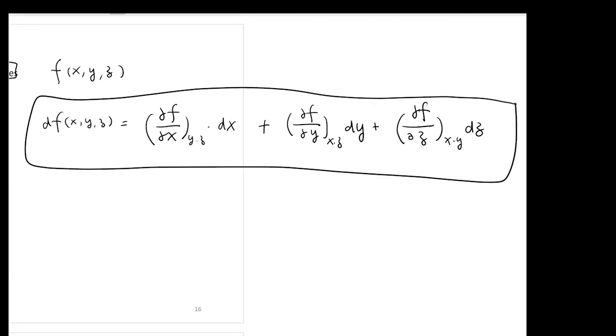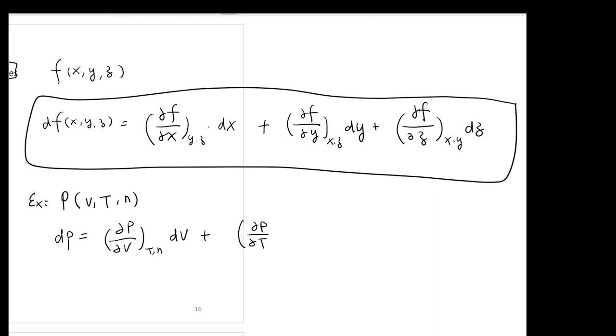Nothing special. For example, pressure. Let's say pressure is a function of V, T, and also N. Then I can write my dP as partial P, partial V at constant T and N, times dV, plus partial P, partial T at constant V and N, times dT, plus partial P, partial N at constant V and T, times dN. And these terms are called the partial derivatives.